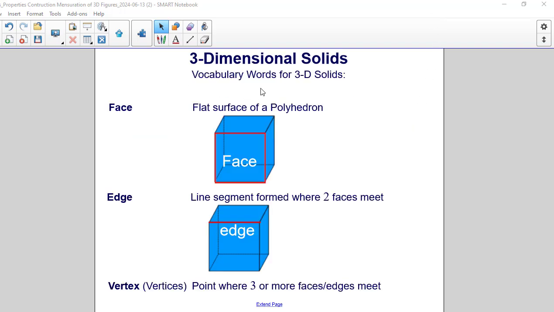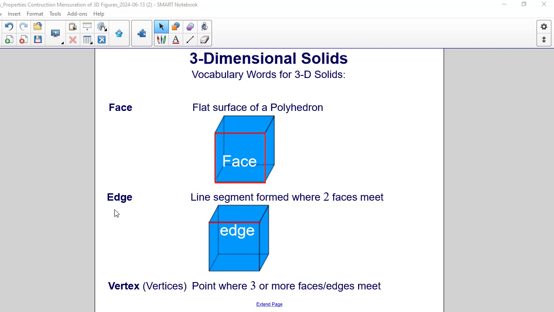Vocabulary words for 3D solids. 3D is a short way to write three-dimensional, and the first word we're looking at is face. A face is the flat surface of a polyhedron. For those not familiar with the word polyhedron, that is the general mathematical term for any three-dimensional object. You're looking at the front face of this polyhedron or three-dimensional solid.